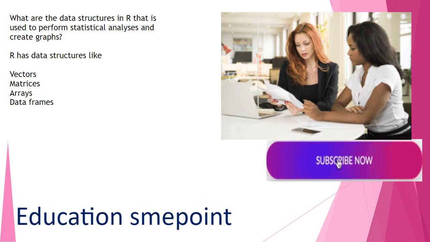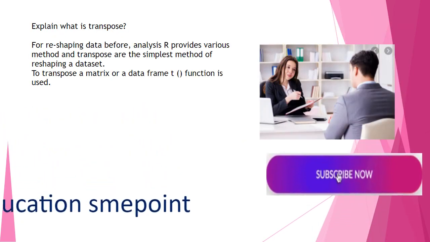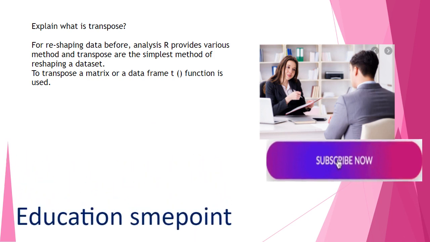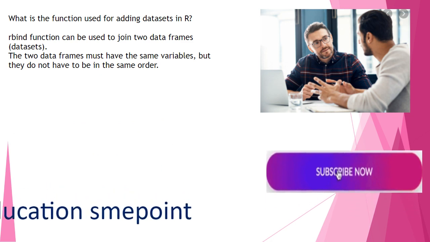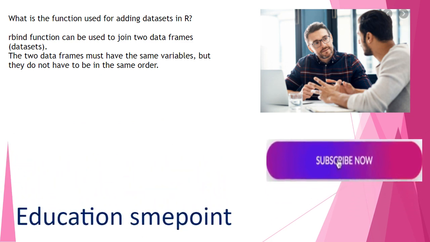R has data structures like vectors, matrices, arrays, data frames. What is the function used for adding datasets in R? The rbind function can be used to join two data frames, datasets. The two data frames must have the same variables, but they do not have to be in the same order.